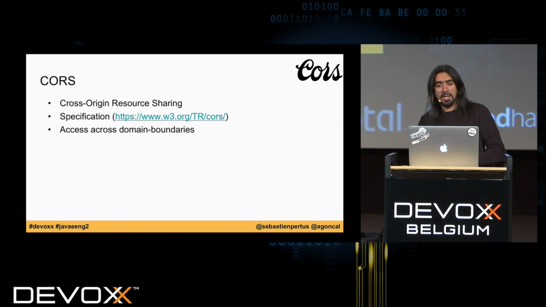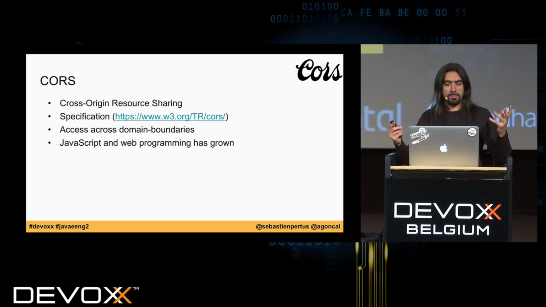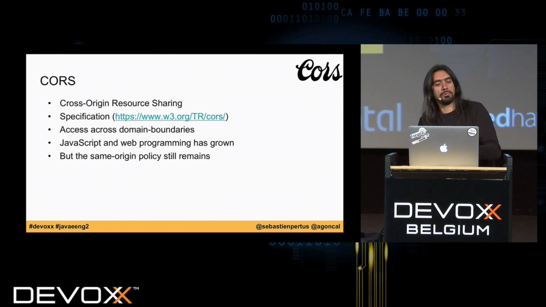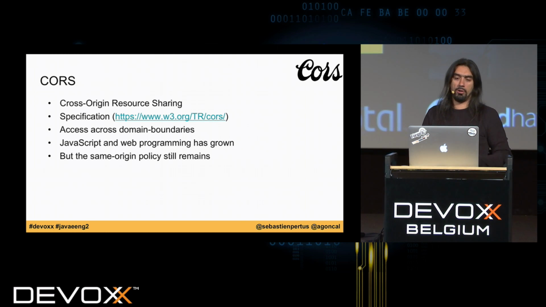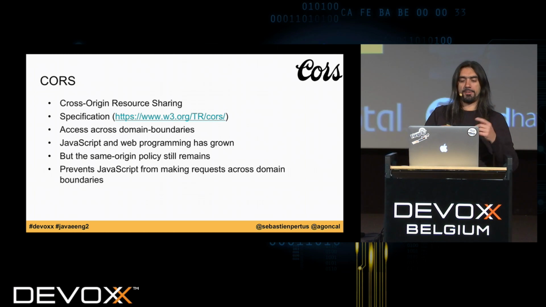And, you know, JavaScript and programming have grown, but we still have this issue. That's an issue that comes from the very beginning of the web. You don't want a browser to go to one place and then go to somewhere else. But with JavaScript, that's what we do. So we need to prevent JavaScript. Well, we need to allow it actually to do this kind of calls.